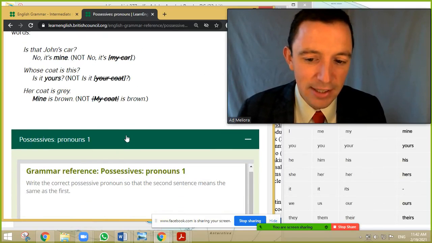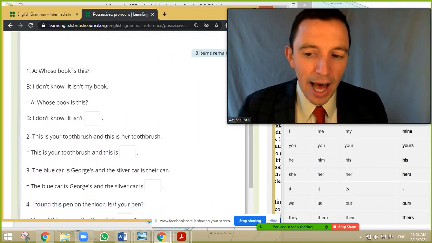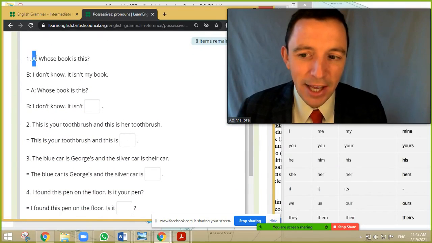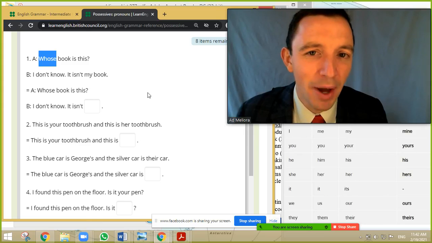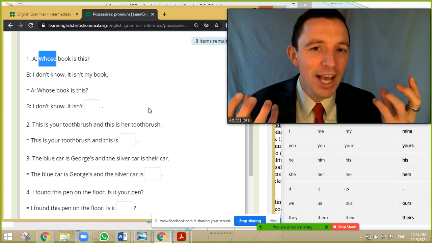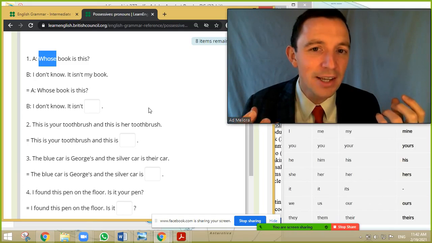This is the first exercise, and you can see the first question, A and B, it's a conversation. So A: whose book is this? And whose is like cuyos in Espanol. It's a question. Whose? It's possession and it's a question. Whose book is this? Okay.